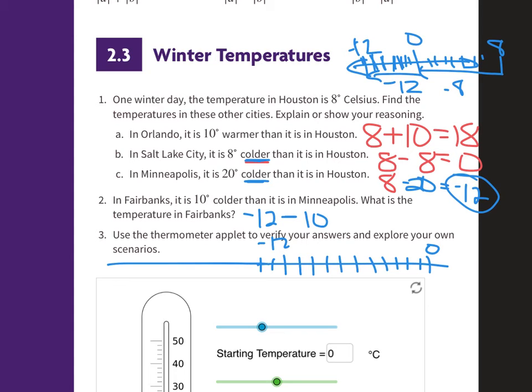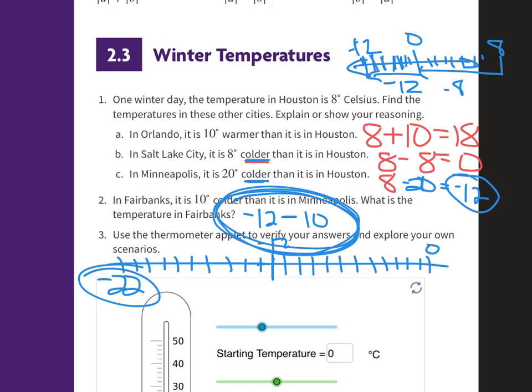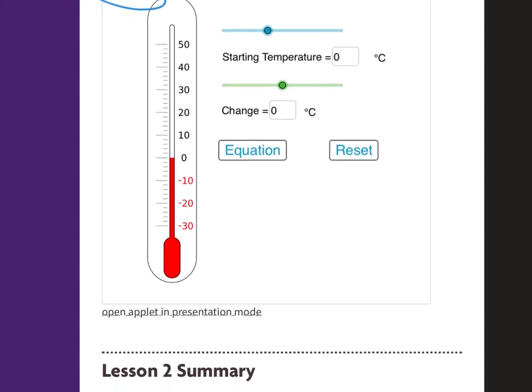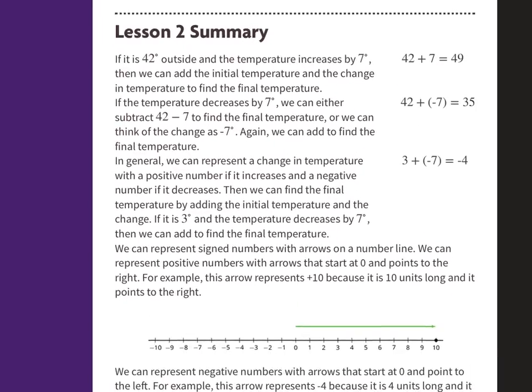Well, 13, let's see. 1, 2, 3, 4, 5, 6, 7, 8, 9, 10. So we have negative 12. So negative 12 is right here. So 13, negative 14, 15, 16, 17, 18, 19, 20, 21, 22. So we end up at negative 22 degrees. Okay? One way to check this, or one way to do this, is type that in your calculator. Negative 12 minus 10. Okay? And then the summary. That's it.